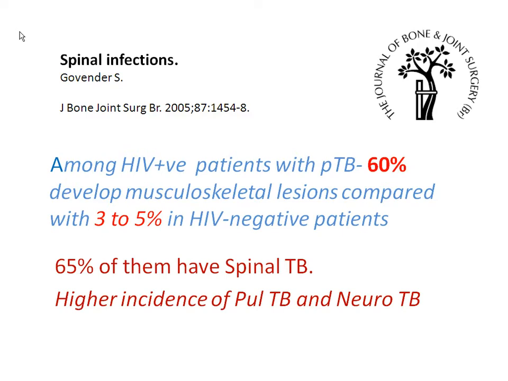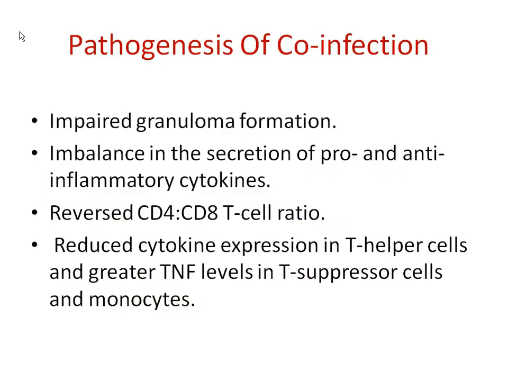What is very important is if you have a child with spinal tuberculosis and pulmonary tuberculosis, you really need to look at it because they have a very high incidence of neurotuberculosis. And when you start an ARV, many of these children have many side reactions. So you have to screen them for neurotuberculosis also.